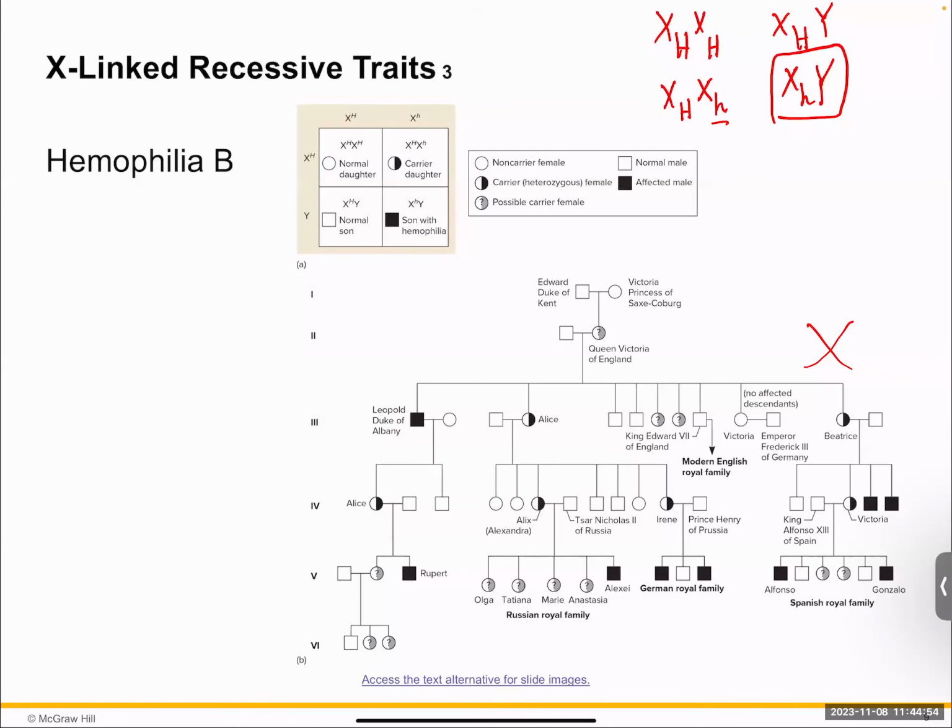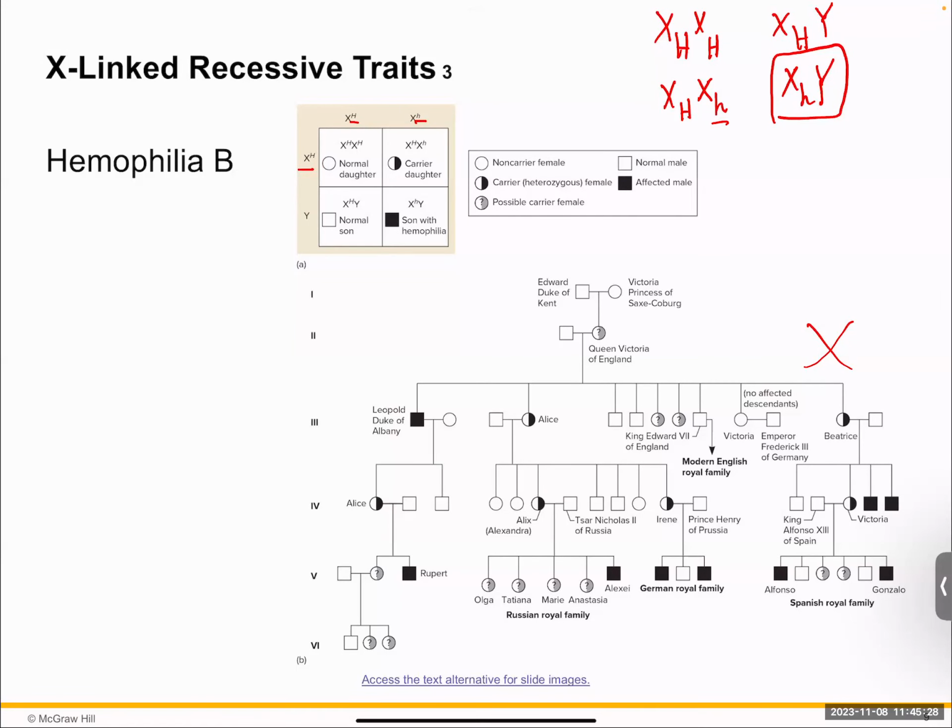So in this case, what's highlighted is that you have a mom that is basically a carrier, because of the capital H lowercase h, which means she is heterozygous. And then you have a father that has no hemophilia. However, the kid can possibly be a carrier if they're a female, or they can actually have the disease if they are a male. So let's follow this track.